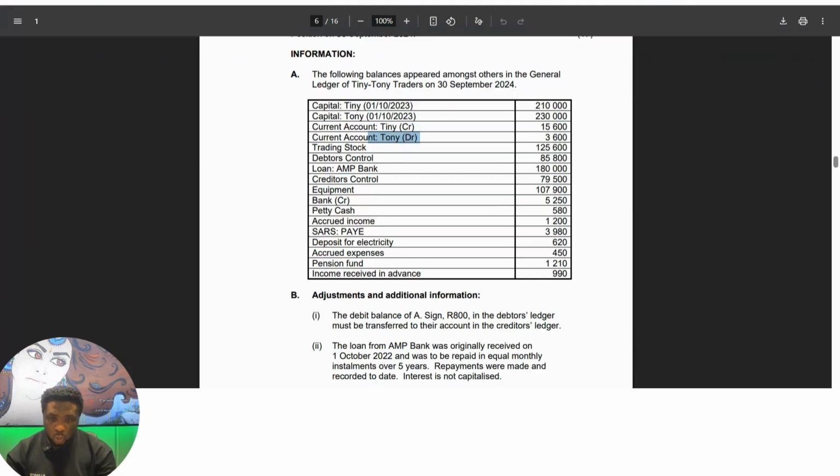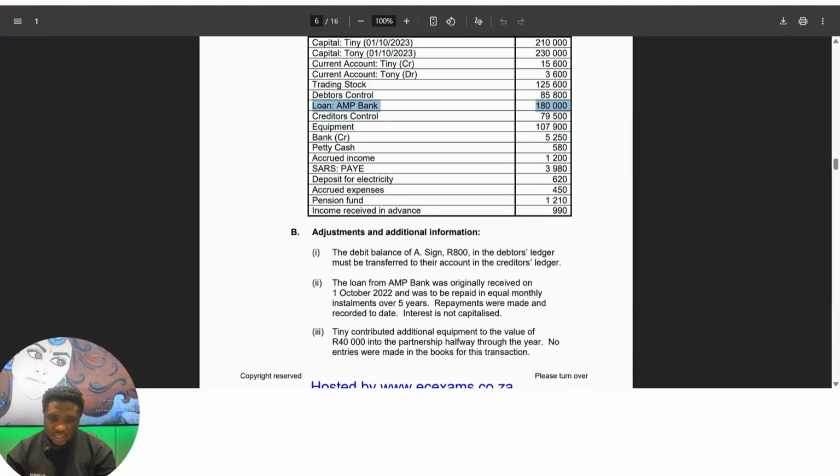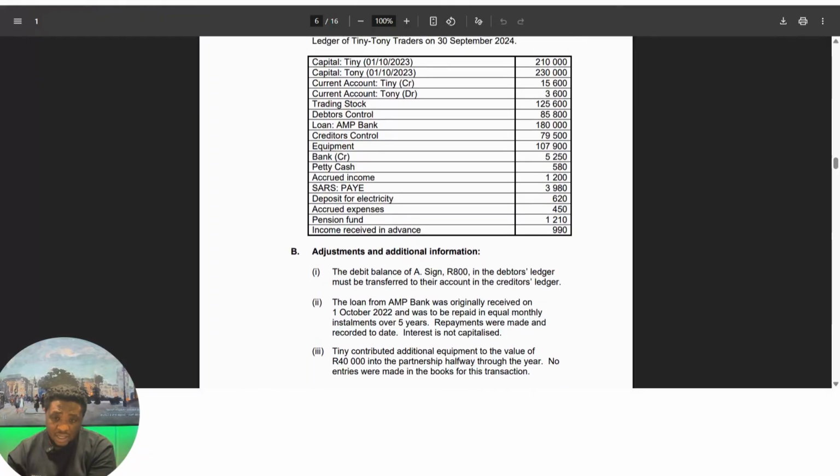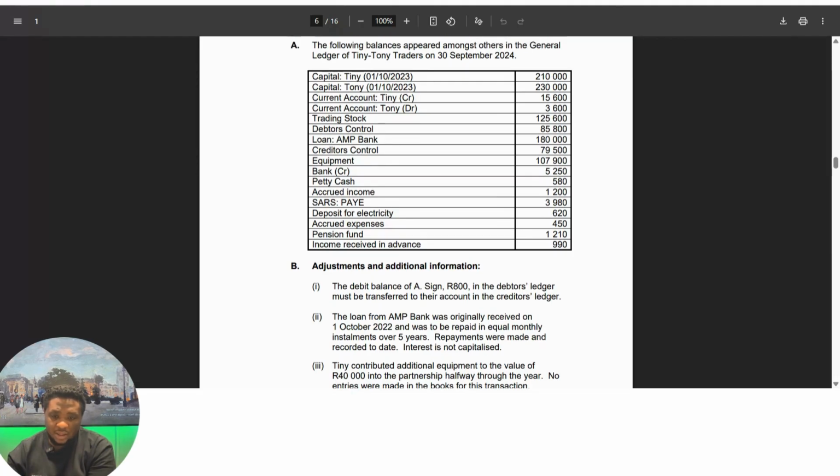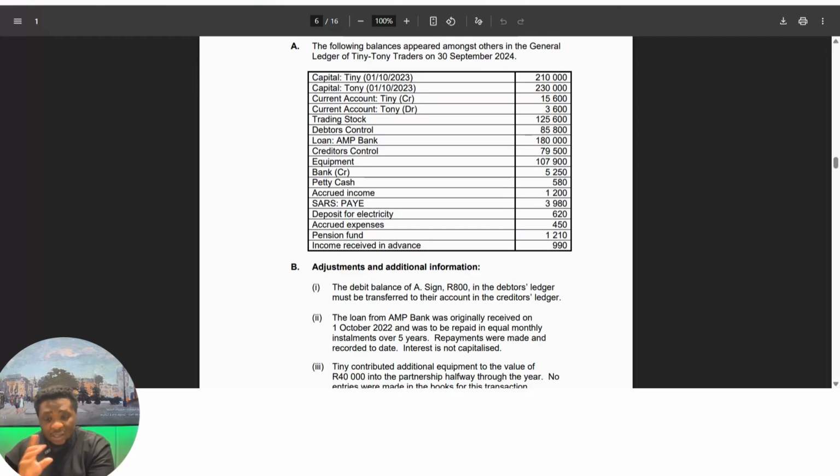So looking at the loan, we are given here a loan from AMP Bank, which is 180,000. And then what does it say? It says that the loan from AMP Bank was originally received on 1 October 2022 and was repaid in equal installments over 5 years. Repayments were made and recorded. Interest is not capitalized. Okay, that makes things a bit clear. So in this case, we go with the timeline, right? Because we can see that it was taken on 1 October 2022. Now, key thing about 1 October, forget the year, is that is when our financial year starts.